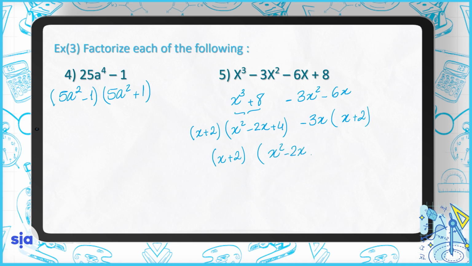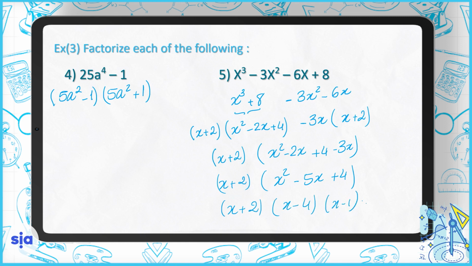So x squared minus 2x plus 4 minus 3x. Let's simplify the like terms together. So x plus 2 multiplied by x squared minus 5x plus 4. Yes, this trinomial can be simplified more as x minus 4 times x minus 1.